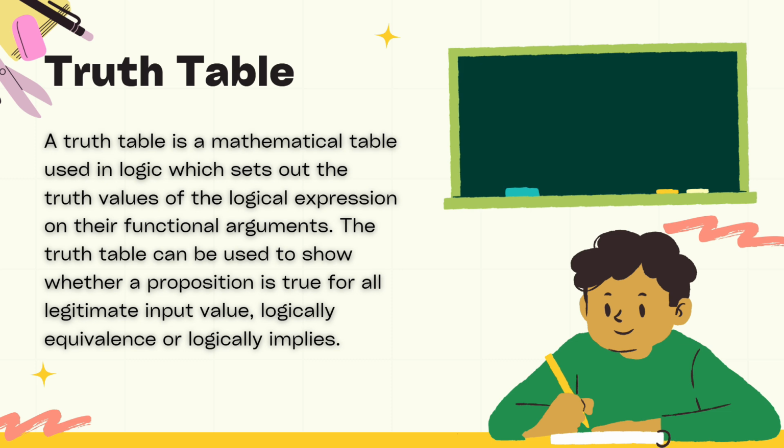Next, we have truth table. A truth table is a mathematical table used in logic which sets out the truth values of the logical expression on their functional arguments. The truth table can be used to show whether a proposition is true for all legitimate input values, logically equivalent, or logically implies.